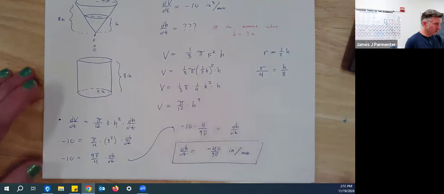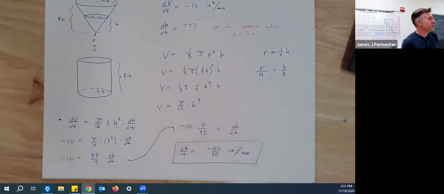Just a little bit more than 1. So you could either say the rate of change is -40 over 9 pi inches per minute, or you could also use more words and write out that the height of the water is decreasing at 40 over 9 pi inches per minute.